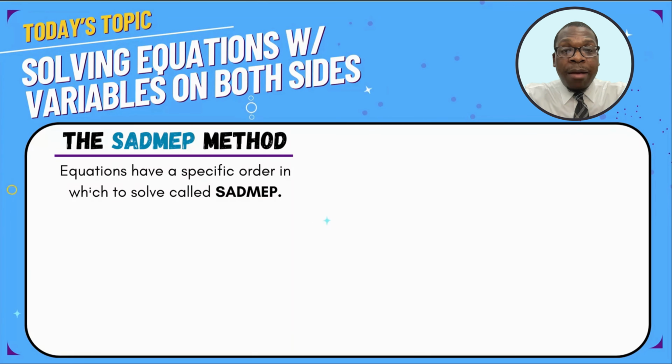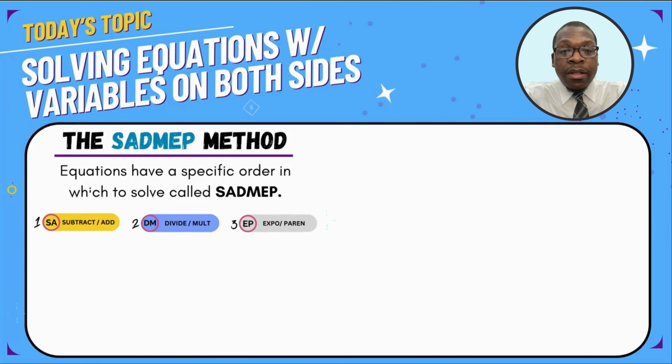SADMEP is actually the opposite of PEMDAS, which has the same acronym values. For SADMEP, the first step is subtraction or addition, the S and A. Step 2, DM, division, multiplication. And the third step, EP, exponents and parentheses. We have to solve things in that order.